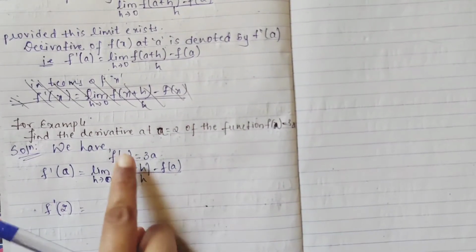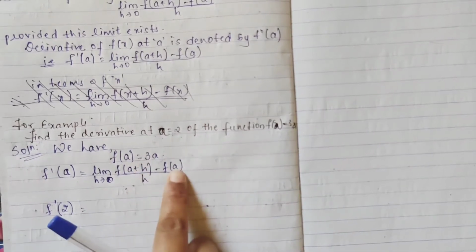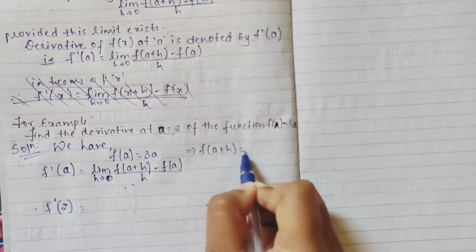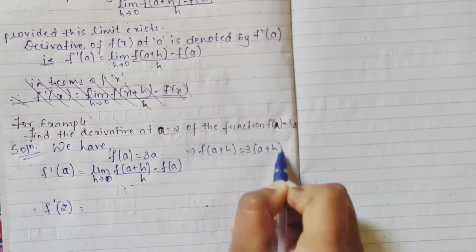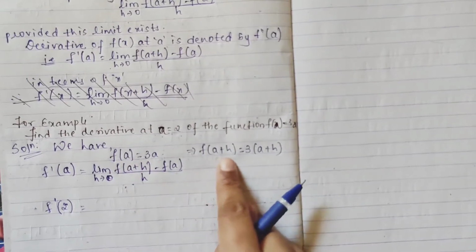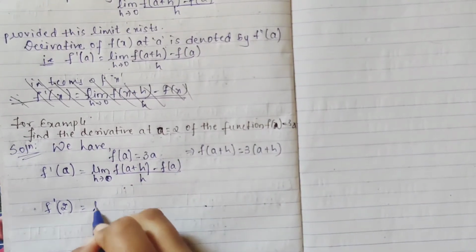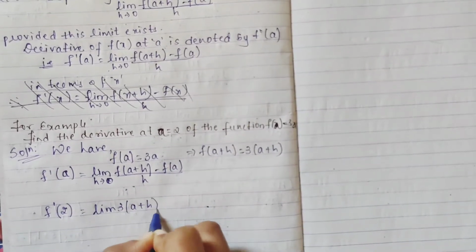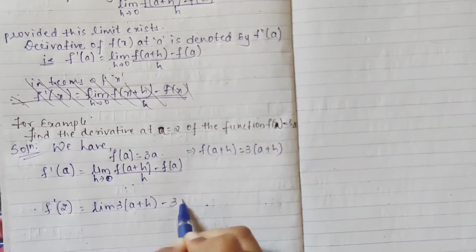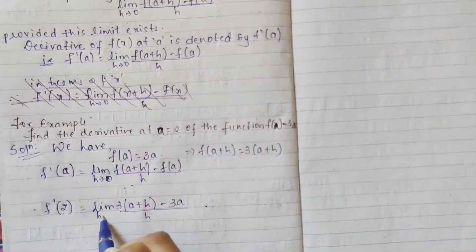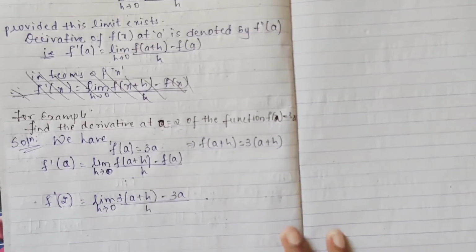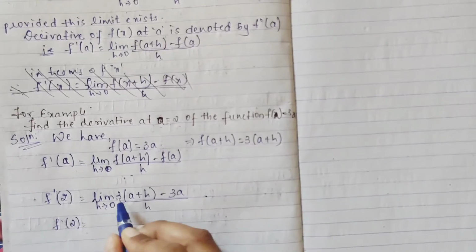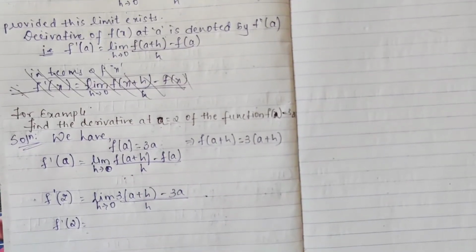And you see here f of a they have given as 3a. F of a plus h becomes what? 3 of a plus h, right? When f of a is 3a, f of a plus h will be 3 of a plus h. So, simple. F of a plus h is nothing but 3 of a plus h minus f of a, that is 3a, whole divided by h, as your h tends to 0. Now, apply your limit directly. You can apply. If you want to multiply and you do separately, you can do like that also.